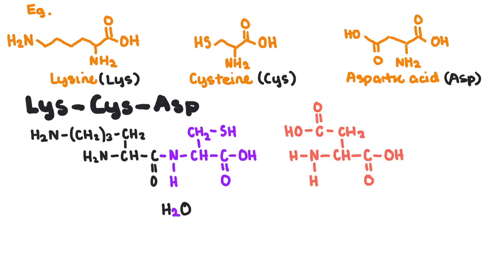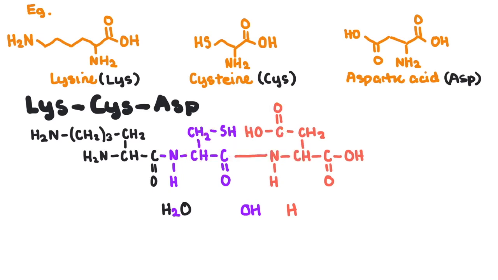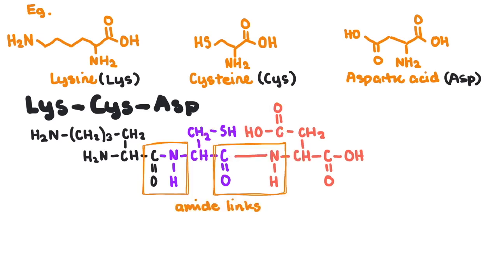If aspartic acid is added to this polymer, the OH from the carboxyl group attached to the alpha carbon comes off, and the hydrogen from the amino group attached to this alpha carbon comes off. This joins here, and these form water. These are amide links, but since our monomers are amino acids, they are known as peptide links. Therefore, this sequence of amino acids is known as a tripeptide.